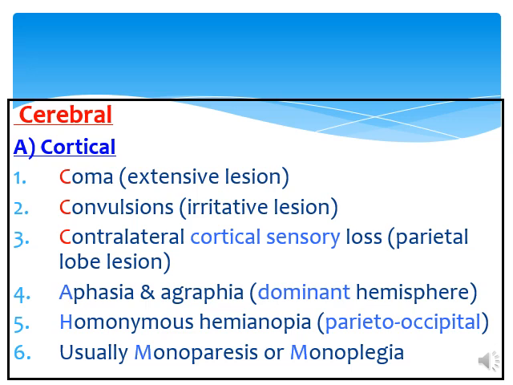Contralateral cortical sensory loss is due to a parietal lobe lesion. Agraphia and aphasia if the lesion is in the dominant hemisphere, which is usually the left hemisphere. Homonymous hemianopia is a field defect due to a parieto-occipital lesion. The lesion usually presents with monoparesis or monoplegia, because the lesion takes only one part, not the whole pyramidal tract neurons, so it causes monoplegia or monoparesis.